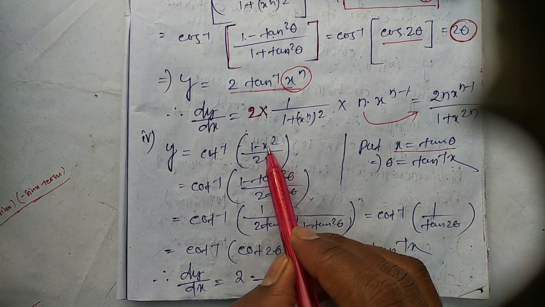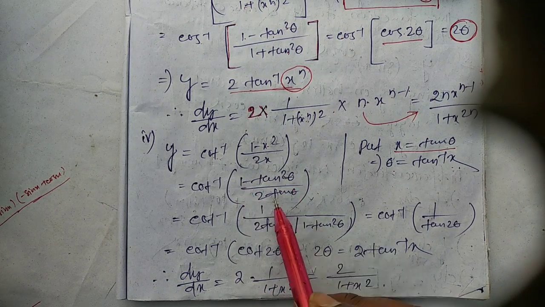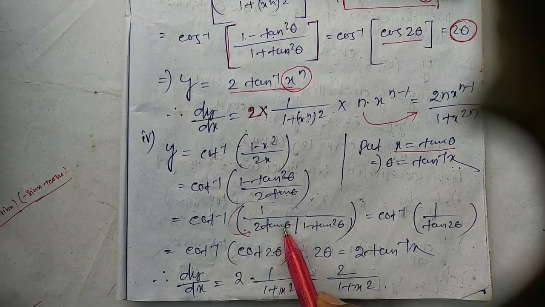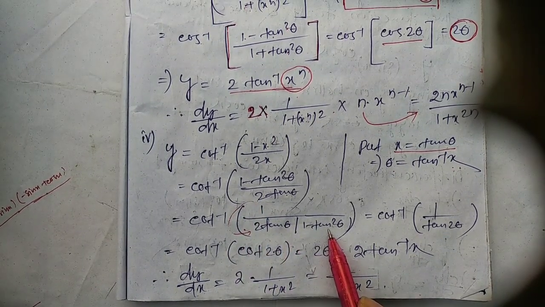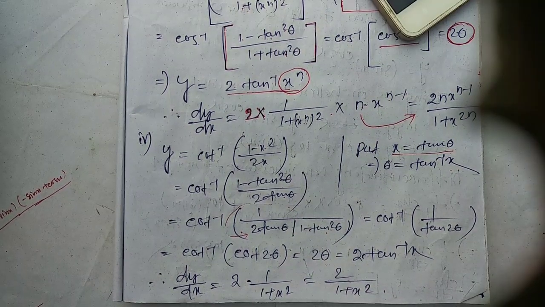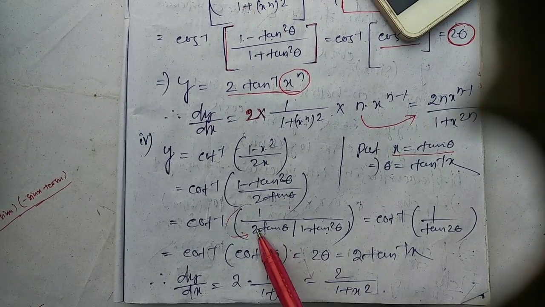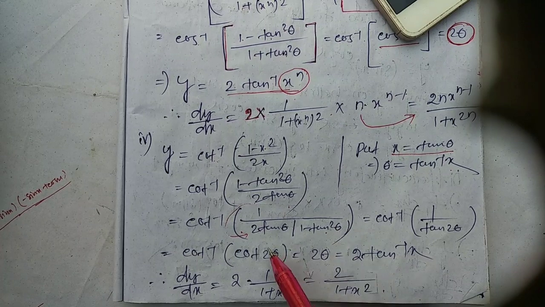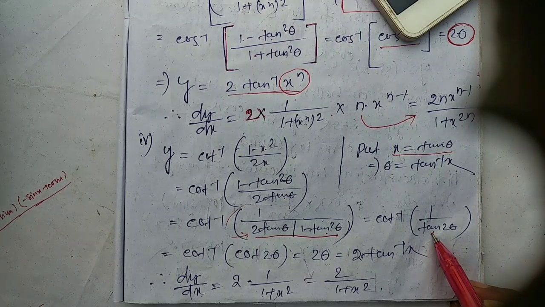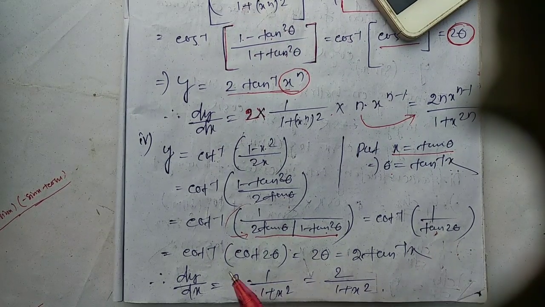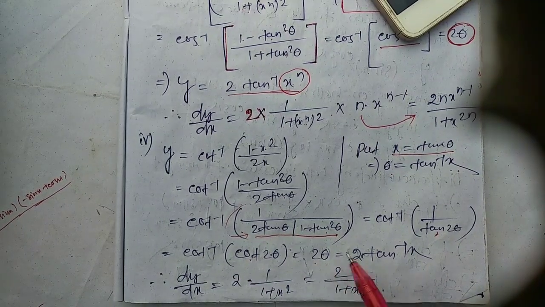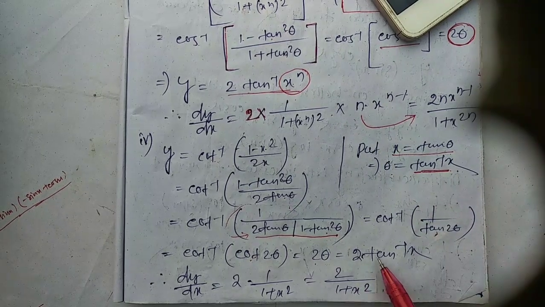Put the value of x here. What are we obtaining? 1 minus tan square theta upon 2 tan theta. This can be written in this manner: 1 upon 2 tan theta upon 1 minus tan square theta. So this can be modified to tan theta upon 1 minus tan square theta, sorry, 2 tan theta upon 1 minus tan square theta. So this is the formula of tan 2 theta. 1 upon tan 2 theta will be cot 2 theta. So right here, cot inverse cot 2 theta will be how much? 2 theta. So substitute the value of theta as tan inverse x.